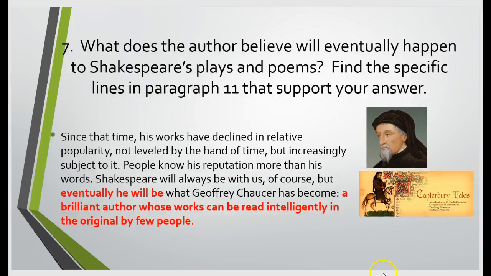All right, let's look at question 7. What does the author believe will eventually happen to Shakespeare? Well, he pretty much tells us that he believes eventually, if you go directly to paragraph 11, this is explicit evidence. He says he will eventually be a brilliant author who can only be read by a few. Just like this guy over here, Geoffrey Chaucer, who is famous for writing the Canterbury Tales. This is in Middle English. This happened well before Shakespeare.